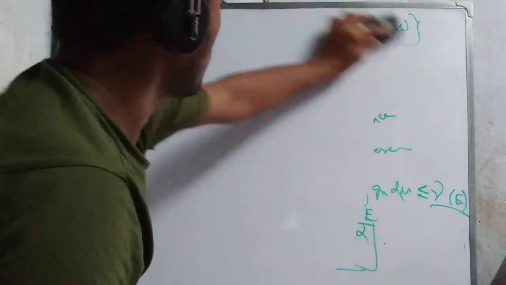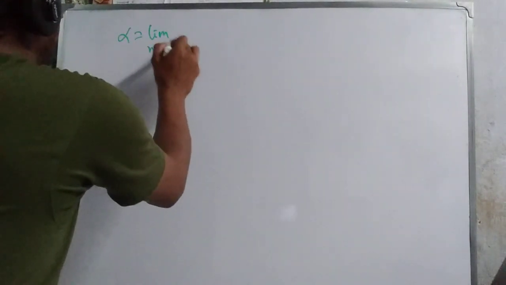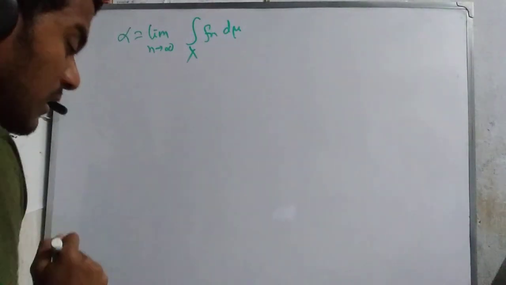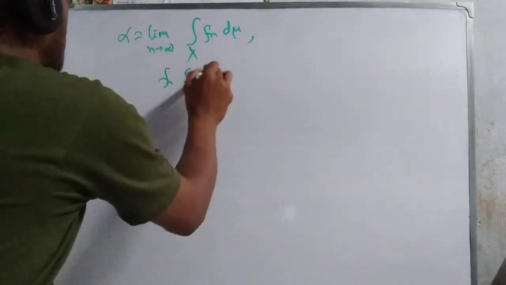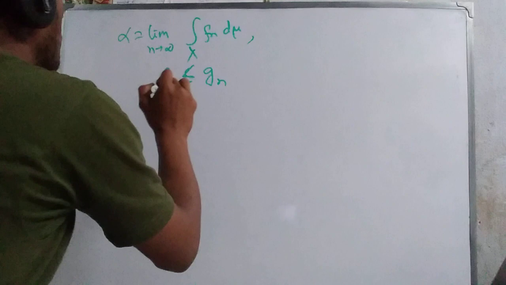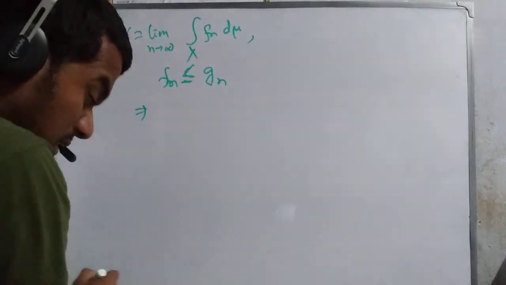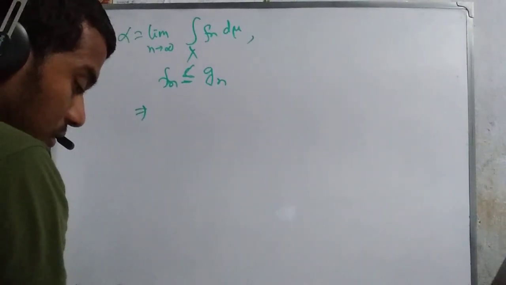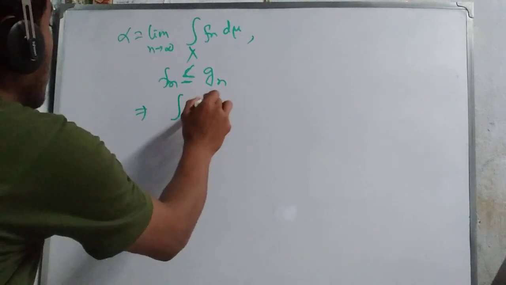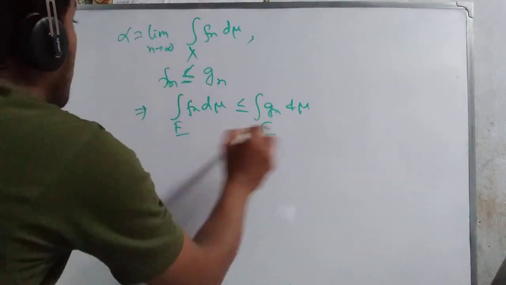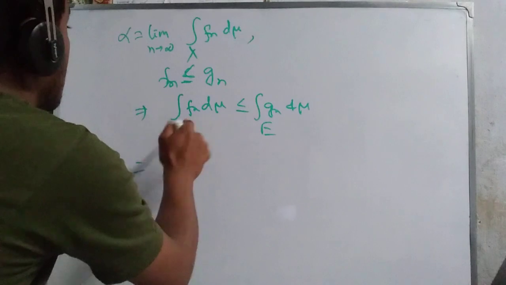What happened here is that we know alpha equals the limit as n tends to infinity of the integral over X of fn d mu. This is alpha, and obviously fn is less than or equal to gn, because we know gn equals the maximum of these. Then this implies the integral of fn d mu is less than or equal to the integral of gn d mu over E, which we constructed.